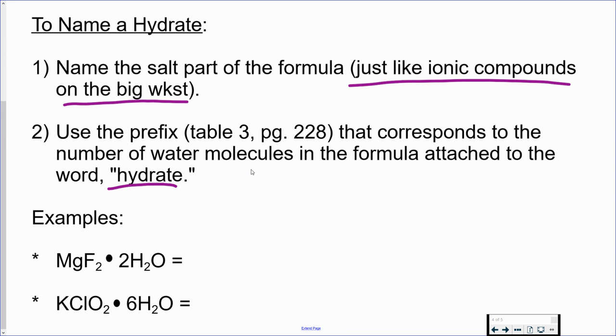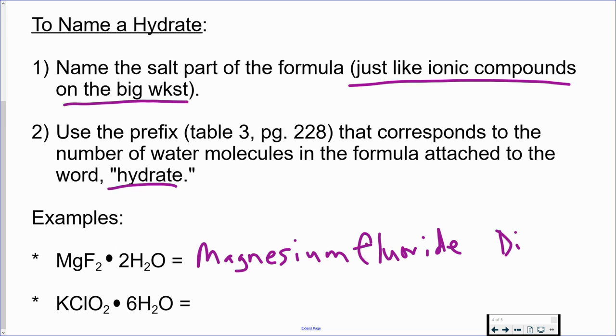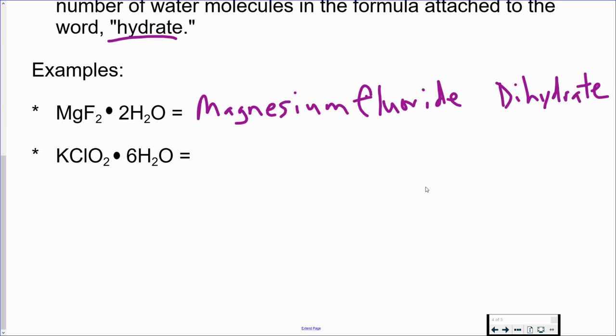I'm going to do one of these examples and then have you do the other. Mg is magnesium. Fluoride. Now we come to the second part. 2 is di. This is capitalized. So it's dihydrate. Okay, go ahead and try the next one on your own.